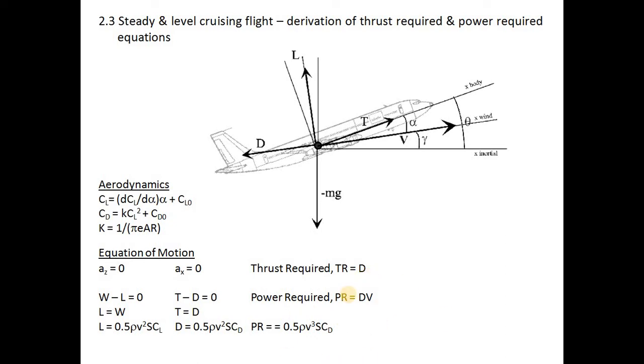Okay. Now there is also power required. Power required is half rho v cubed S CD. It is basically the drag times velocity of the plane, the airspeed of the plane. So that is power required. So basically, power required is drag times velocity.